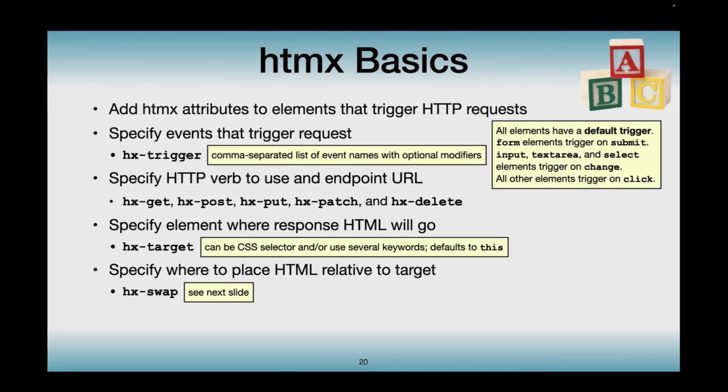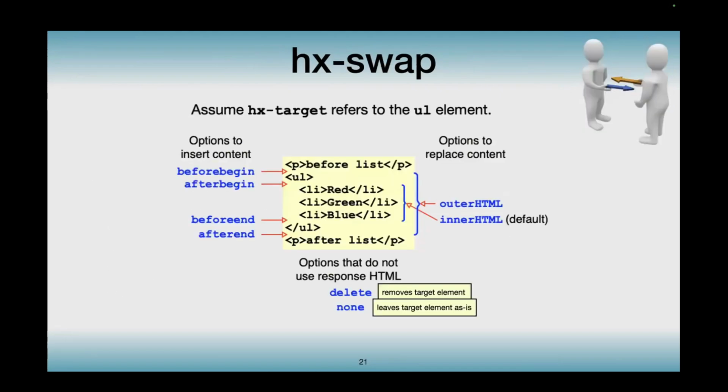And it turns out there are a lot of options that are summarized on this slide. So here, looking at that snippet of HTML, let's assume that we've set the target to be the UL element. And so in blue, you see all your options for specifying where this HTML coming back ought to be inserted relative to the UL element. So it can be before the beginning of the UL. It could be after the end of the UL. It could be after the beginning of the UL, I mean.